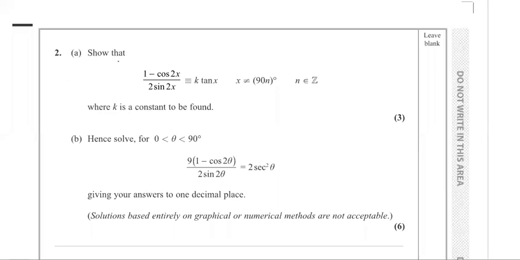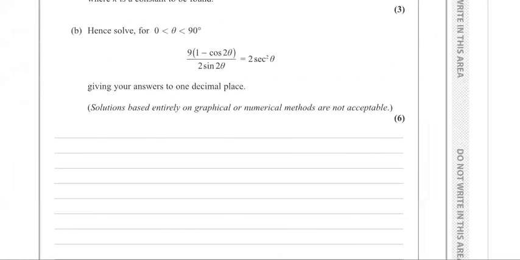Okay, question number 2 is: show that (1 minus cos 2x) over (2 sin 2x) is equal to k tangent x, where k is a constant to be found. So let's first prove this one.